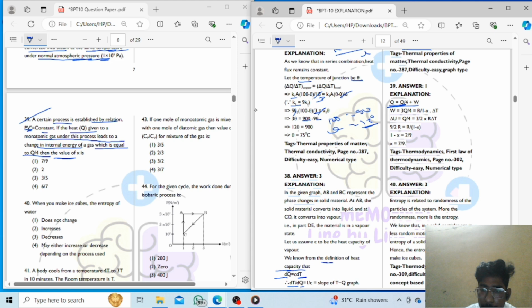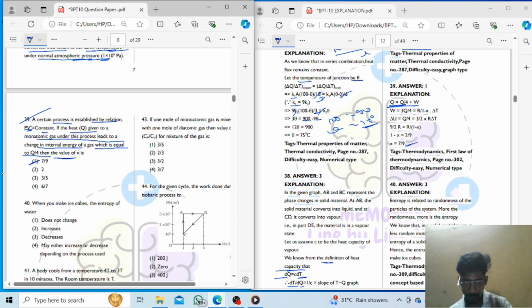We already know that U equals Q by 4, so it will become 3 by 2 R del T. And you can say W equals 3Q by 4, that means it equals 3 into U, that means 3Q by 4 means 9 by 2 R. And the other portion will become R by 1 minus x. So therefore you can say 1 minus x equals 2 by 9. So therefore x equals 7 by 9. Right?